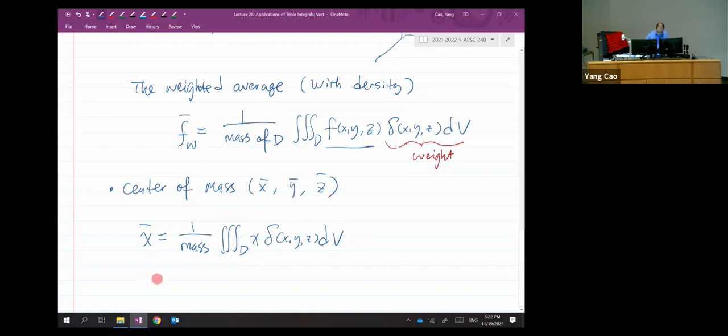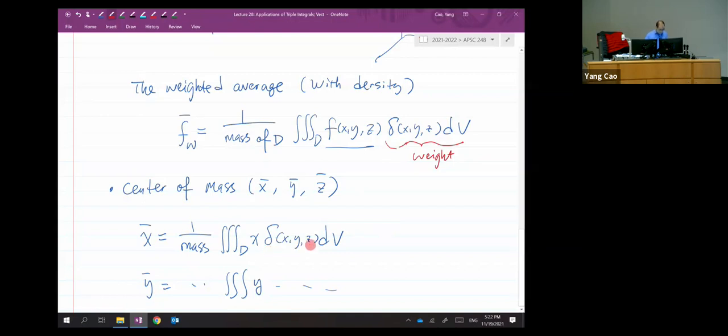It's pretty much the same thing, except this is y here. Everywhere else is the same. I'm going to let you write down the z. It's exactly the same, just change the y to z. That's the center of mass for a 3D object whose density is defined by delta.